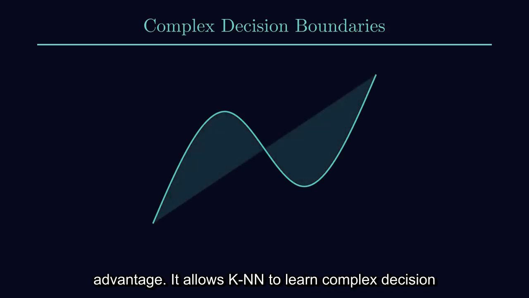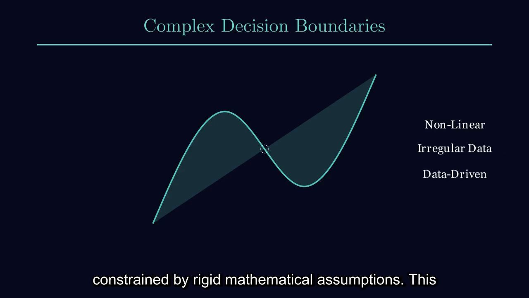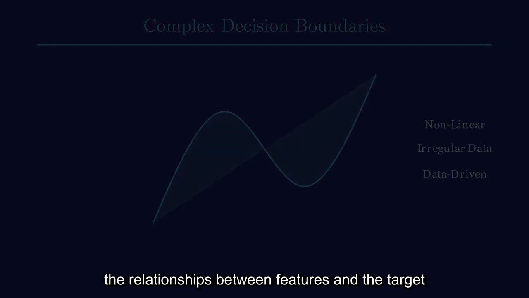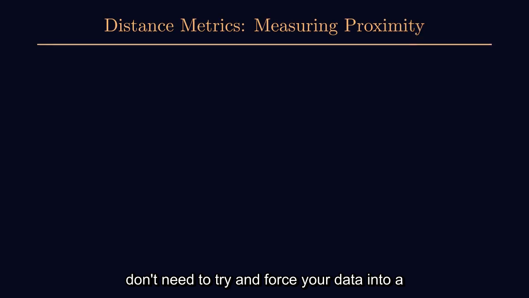This non-parametric flexibility is a significant advantage. It allows KNN to learn complex decision boundaries directly from the data without being constrained by rigid mathematical assumptions. This makes it particularly effective for datasets where the relationships between features and the target variable are nonlinear or highly irregular. You don't need to try and force your data into a predefined mold.